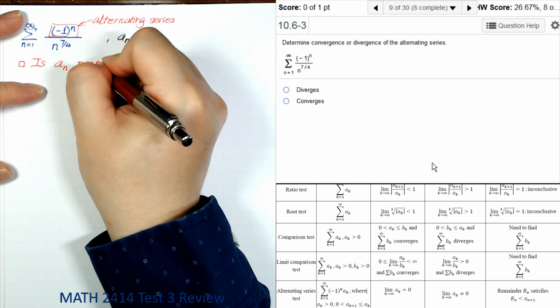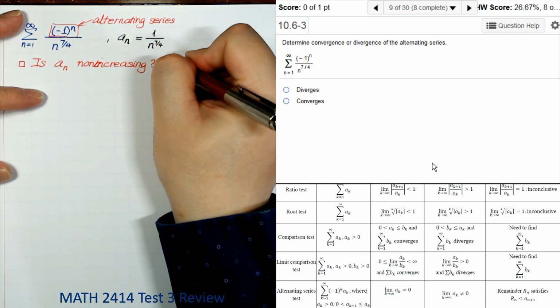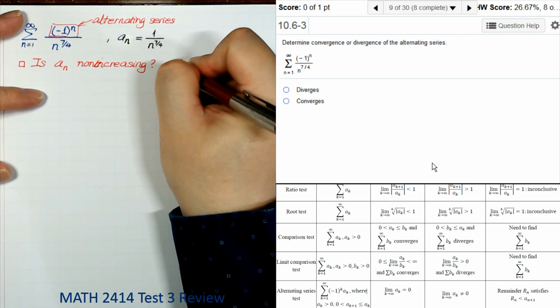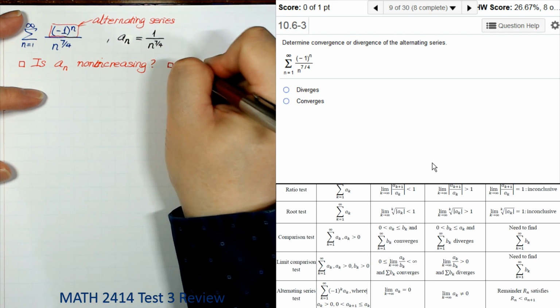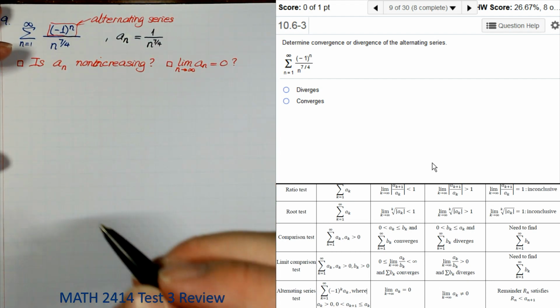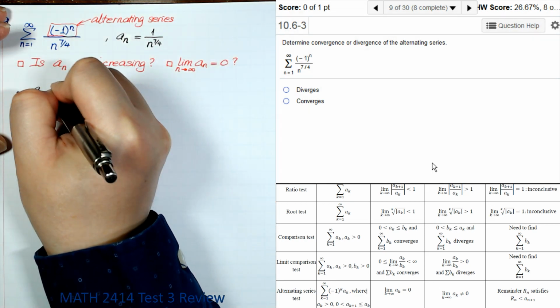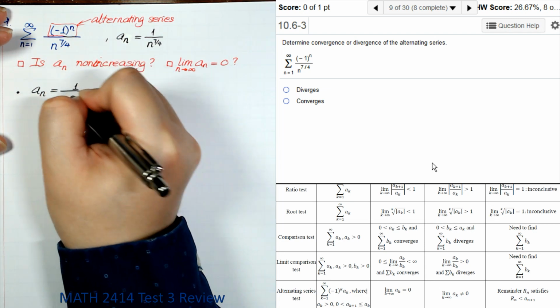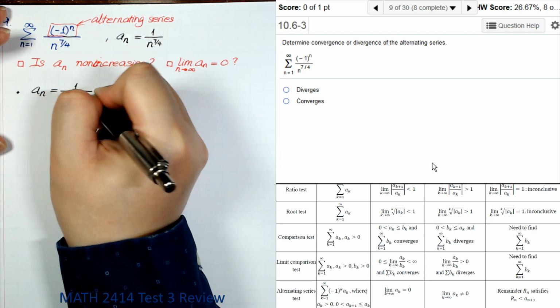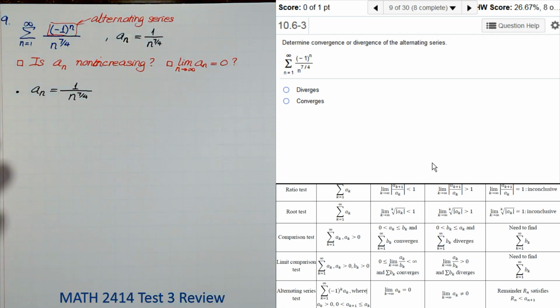Non-increasing. And the second box, does the limit equal 0? So first, that term. Now this one is obvious because the top is constant. If the top is constant and the bottom is increasing, the whole thing is decreasing. That is the easiest reasoning.